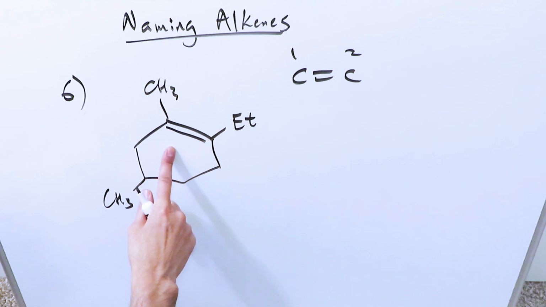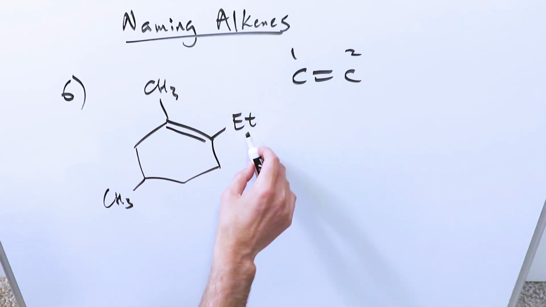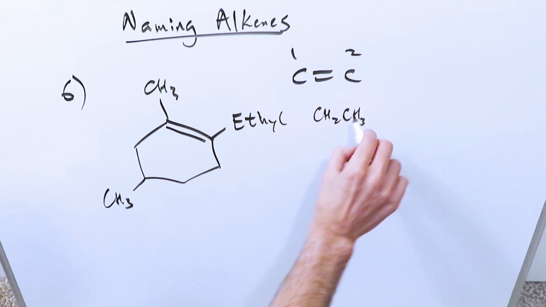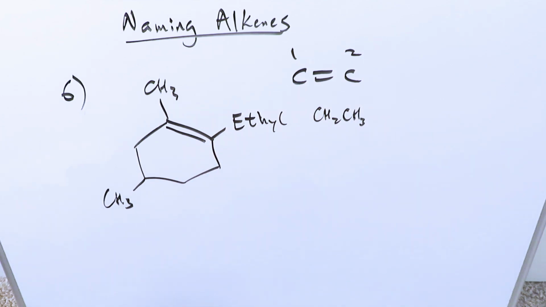Let's look over here at this one. You have a cyclohexane ring, you have an Et. What does this Et stand for? It's an abbreviation for ethyl. And what is that? It's a CH2CH3. You're looking here at a CH2CH3, so that's something to remember.